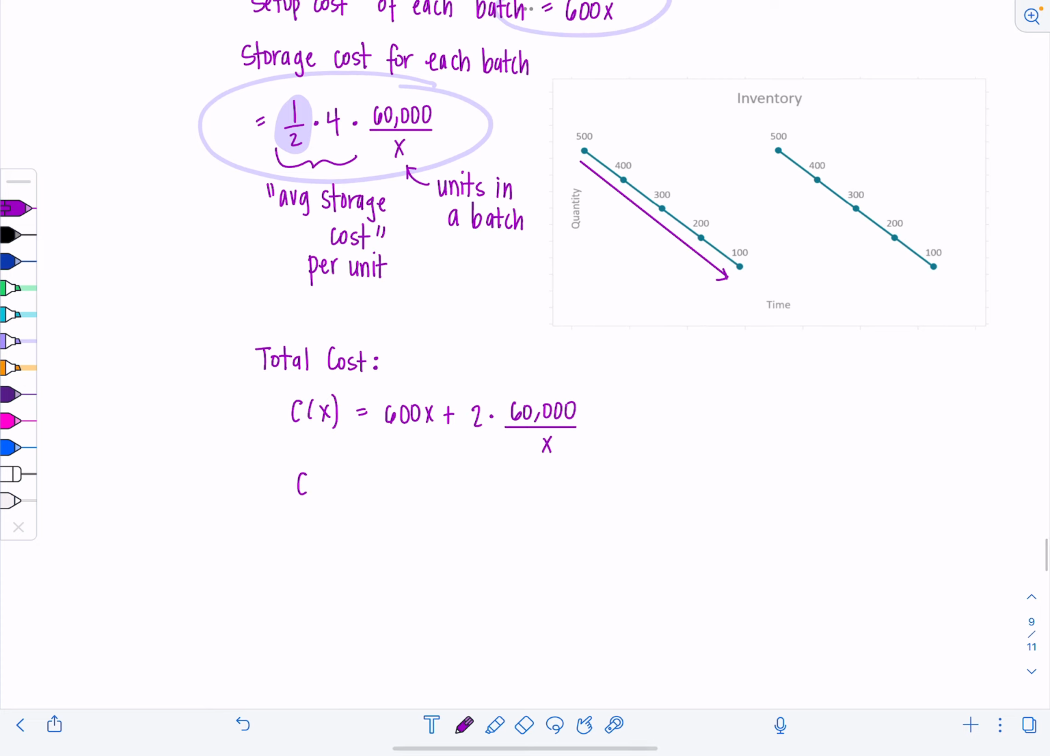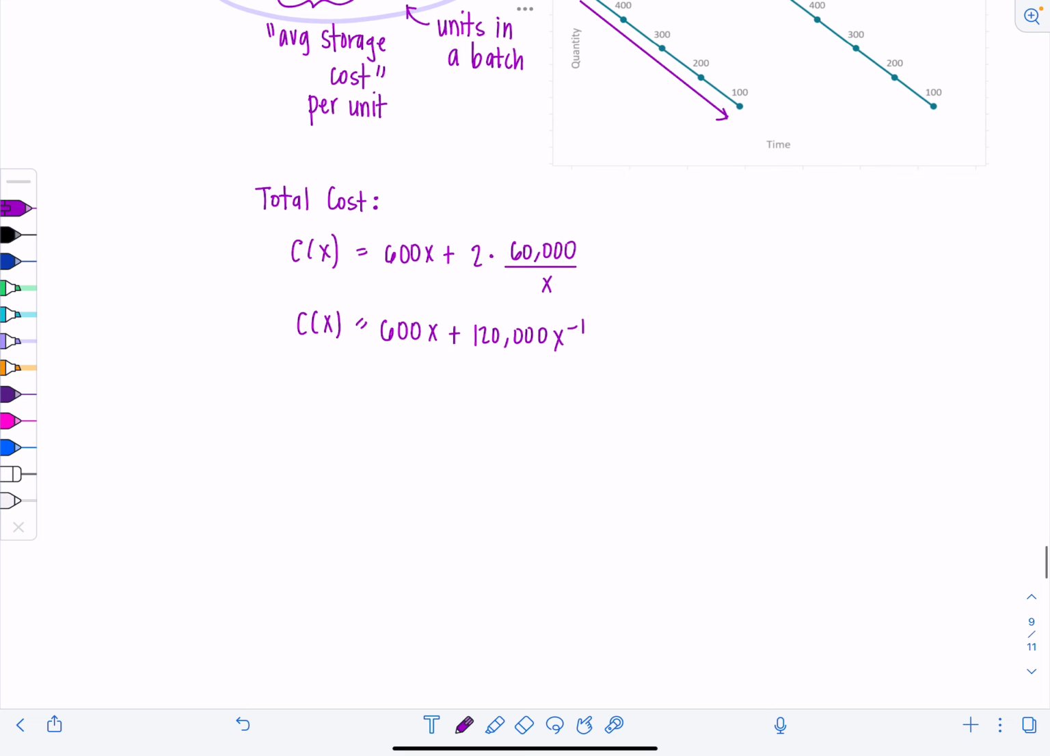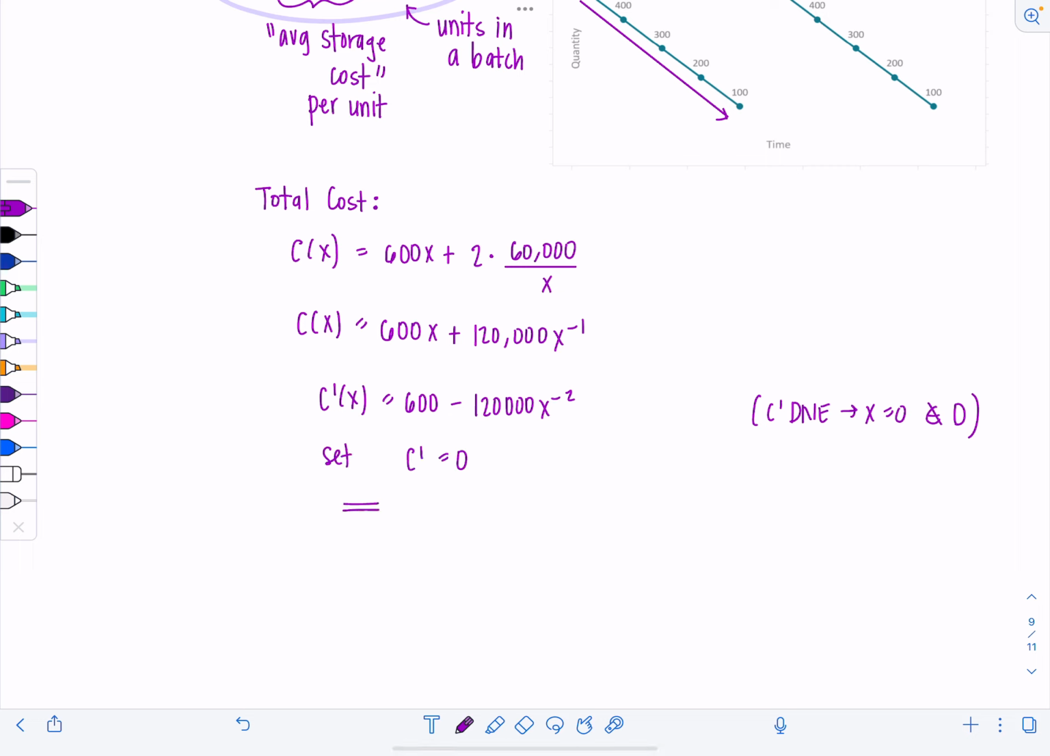Before we take a derivative, let's clean this up. So C of X equals 600X plus 120,000 X to the negative first. Now let's take a derivative. So C prime of X equals 600 minus 120,000 X to the negative second. I'm not interested in where C prime doesn't exist because that happens when X is 0 and that's not in the domain, so who cares? So I'm just gonna set C prime equal to 0. So this is a little shortcut. I haven't done this before, but I wanted you guys to see just kind of a quicker way.